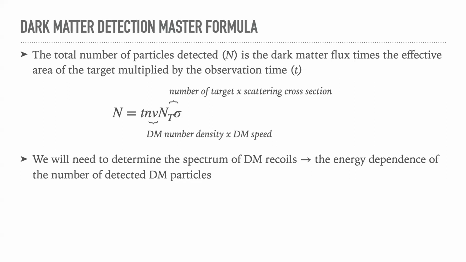And so what we're clearly going to do is develop each component of this. We're going to need to determine the spectrum of dark matter recoils. This is the energy dependence of the number of detected dark matter particles. And so this we're going to write as the derivative of the number with respect to the recoiling energy is equal to the time times the number density times velocity times the number of targets we have times our cross section as a function of recoiling energy, d sigma dE_R.